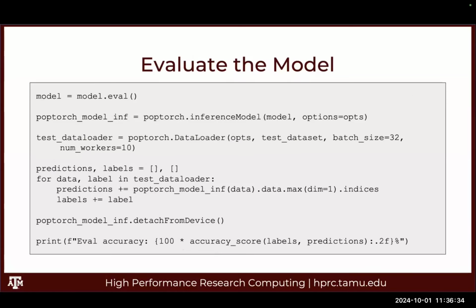Next is about evaluating the model. We call model.eval, and we use the inference model wrapper here. We pass the options. For example, if you specify the gradient accumulation here, this will be used in the inference model. We also have the test data loader, a similar thing. After inference, we also recommend detaching the model from the device, and then at the end it will print out the evaluation accuracy.